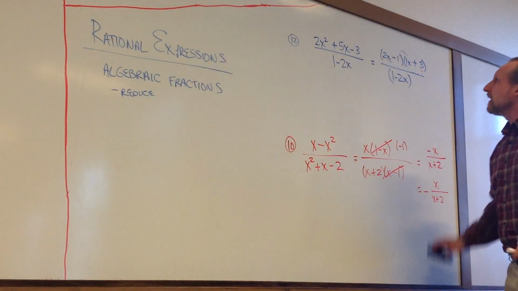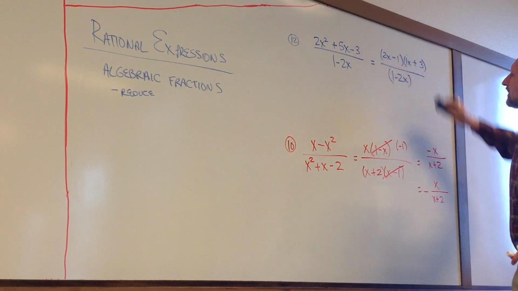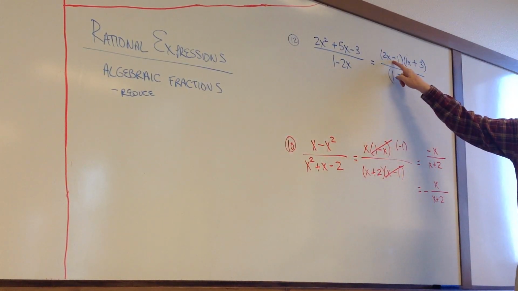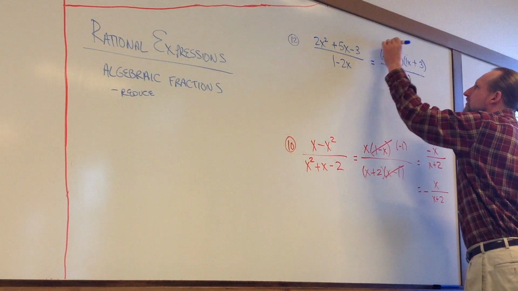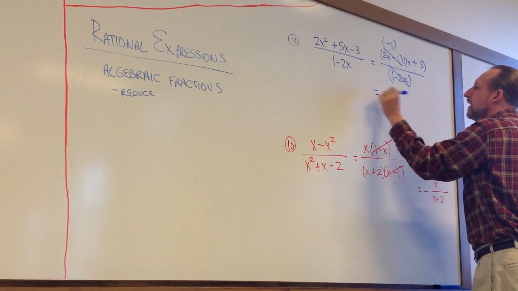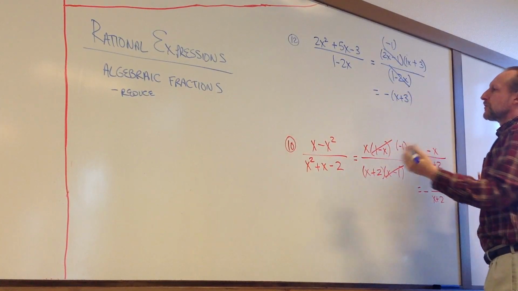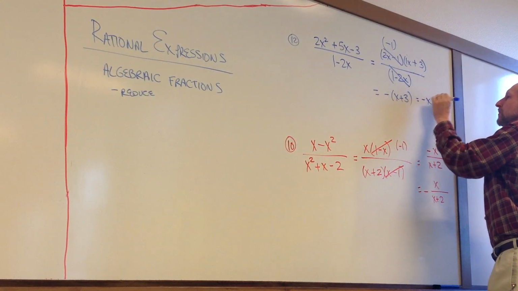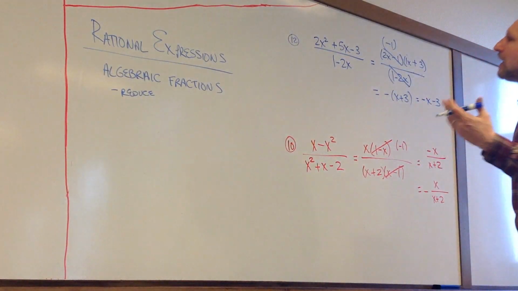Okay? And again, now notice that this sets us up to cancel this. You've got 2x minus 1 here, 1 minus 2x here. These cancel, make negative 1, and so our answer is negative 1 times x plus 3. If you want to distribute that negative inside the parentheses and call it negative x minus 3, that's fine as well.